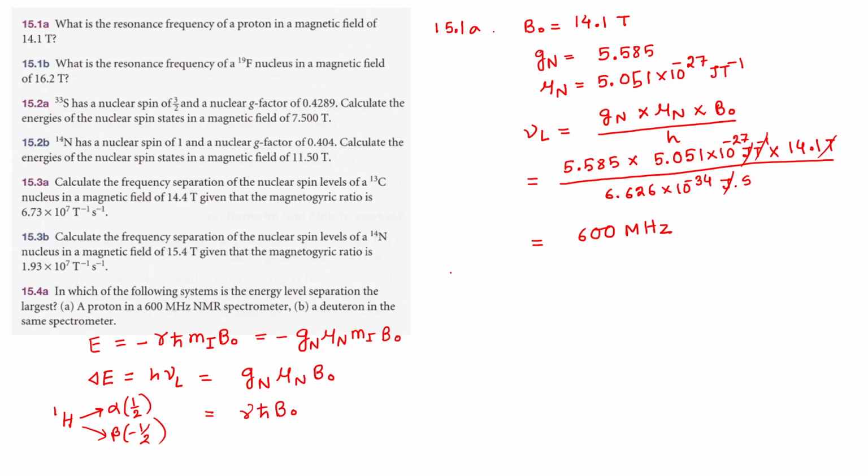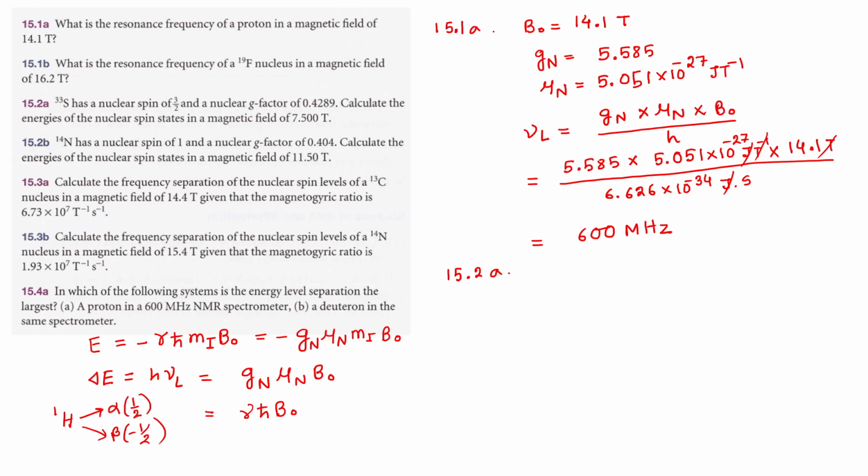Let me solve the next question, it is 15.22a. Here it is given 33S, sulfur. As you can see, it has a nuclear spin of 3 by 2, and we have already discussed this, right? From 33S, the atomic mass is odd, so you expect the nuclear spin to be a half integer, and that is given as 3 by 2. And a nuclear G factor is also given, that is 0.4289.